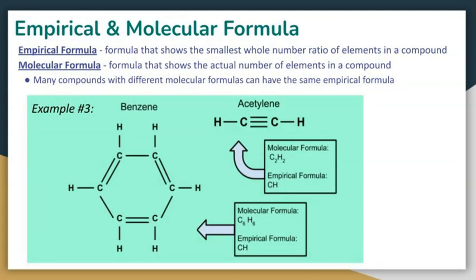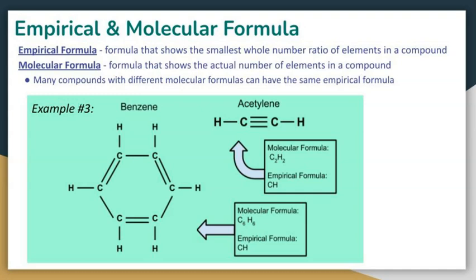So now let's talk about empirical and molecular formula. The empirical formula is the formula that shows the smallest whole number ratio of elements in a compound. And so we've seen empirical formulas before because for ionic compounds we always simplify to the smallest whole number ratio of the metal and non-metal that make up the ionic compound. And this is an empirical formula, but we can also write empirical formulas for covalent compounds just by simplifying down the formula.